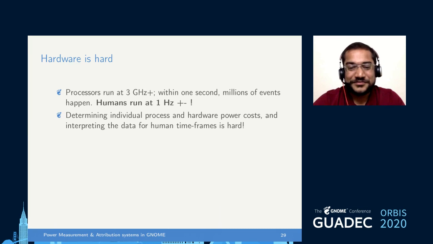Humans run at hertz. So the example serves to illustrate the fact that it's very hard to get numbers from a system which is performing 1 billion operations a second and interpret them for a human who is running at 1 operation per second. Does that even make sense? How can you compare these two?